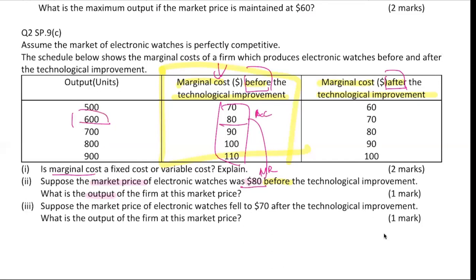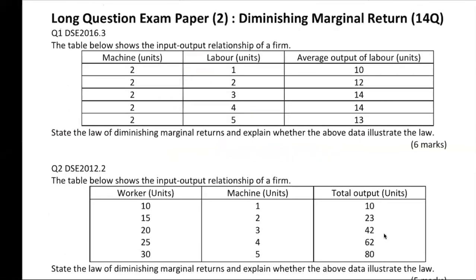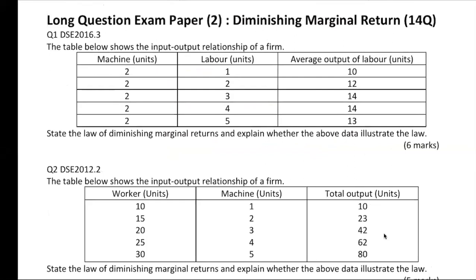Okay, so suppose the market price falls to 70 after the technical improvement, then what is the output? Okay, answer. Must be still 600. Okay, you have not got the traps because we have to move on this column this time. Okay, so 70, 70. So we get 600 also. Okay, very good. Okay, we just warmed up.